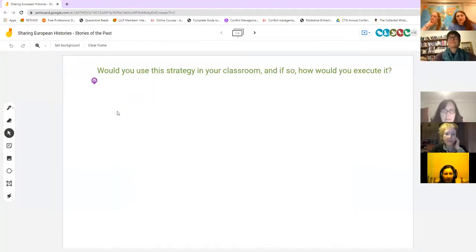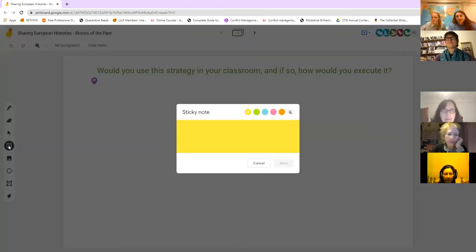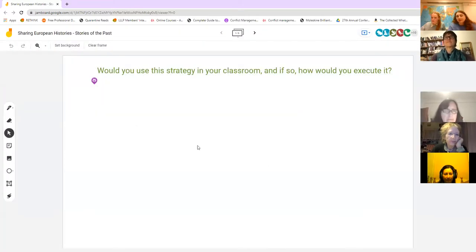I'll just share my screen. So you can share your input by creating a sticky note right here. You can just click on it, write down anything you would like to share, and then you just click on save, and then it will appear on the sheet. So we can just have a look at all your thoughts and some first ideas that you might have, or maybe even questions. So we'll give you a few minutes to think, and we'll see your ideas and your sticky notes coming in.